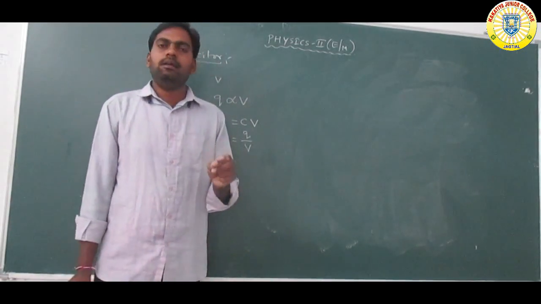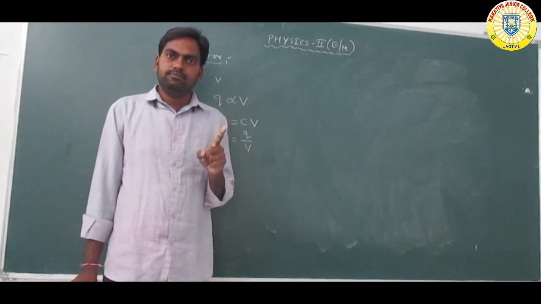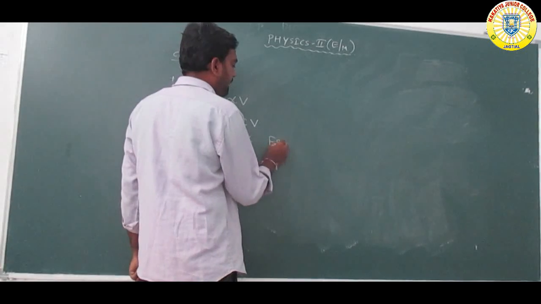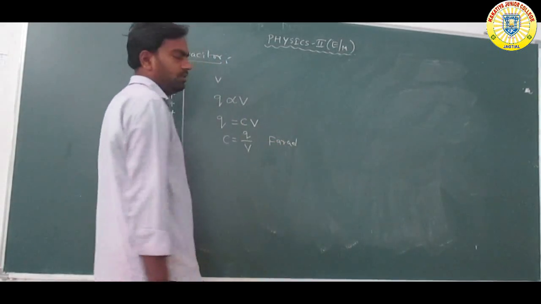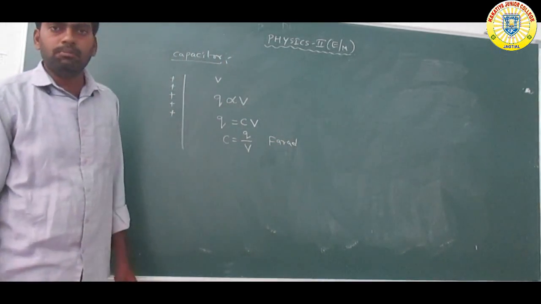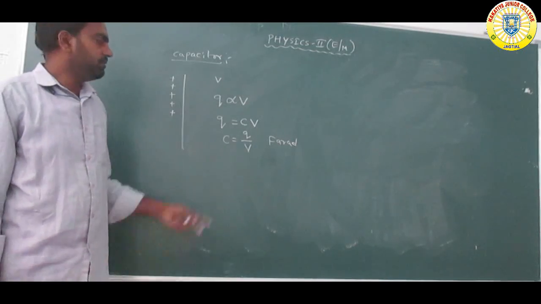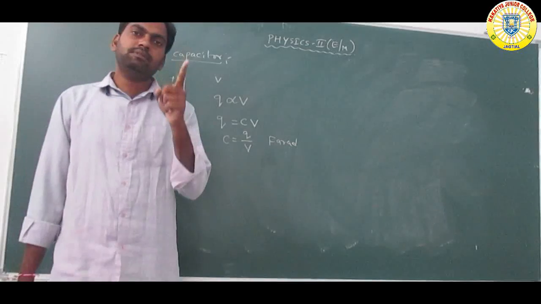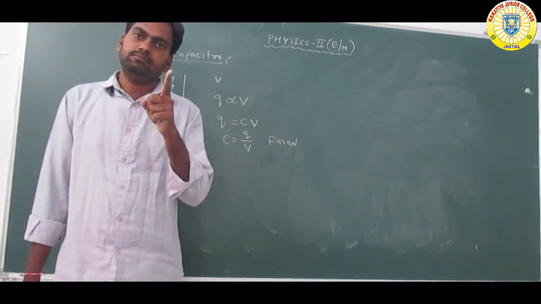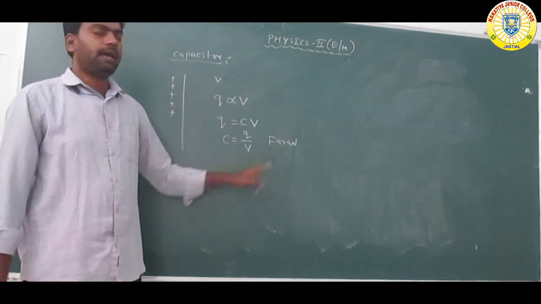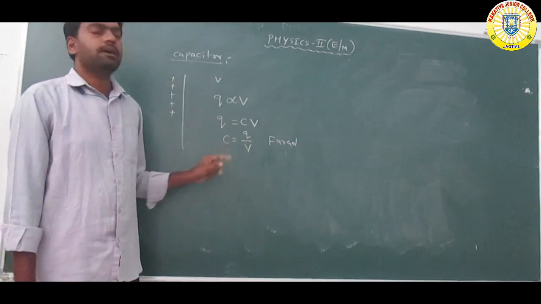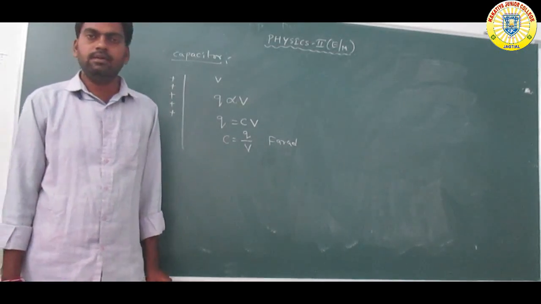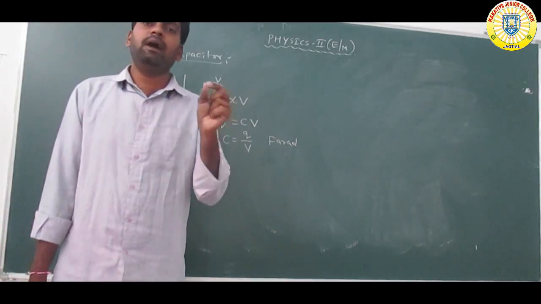The unit is measured in farad. One coulomb of charge at a potential difference of one volt is called one farad. That is the unit of capacitance. So C is equal to Q by V.